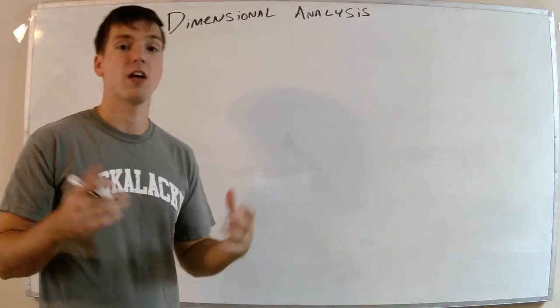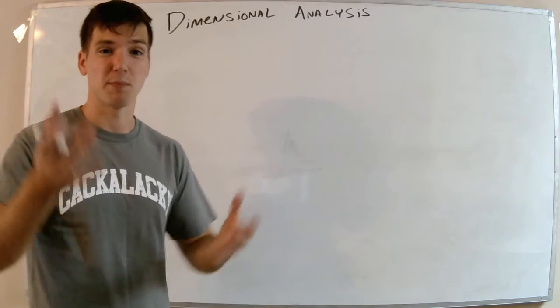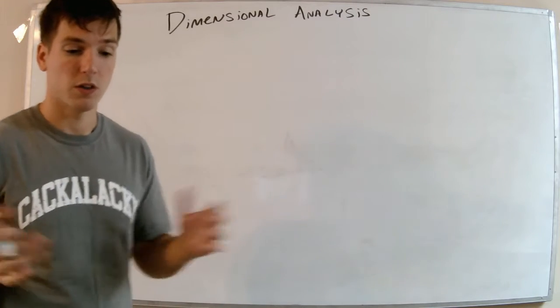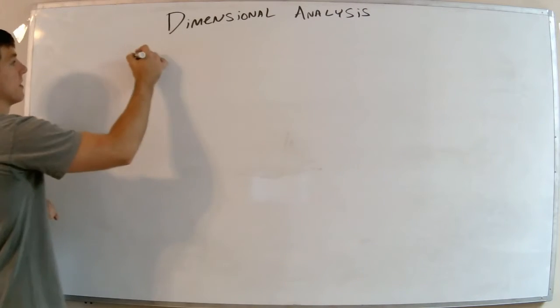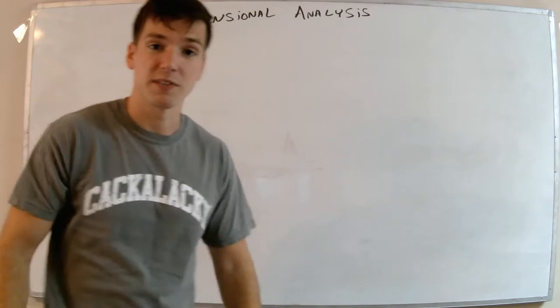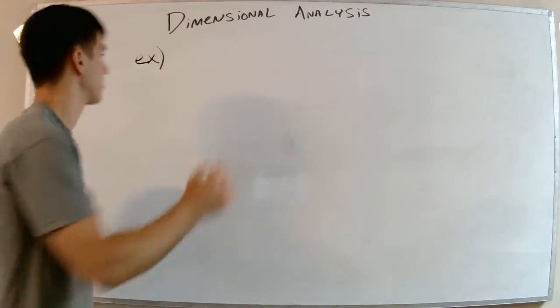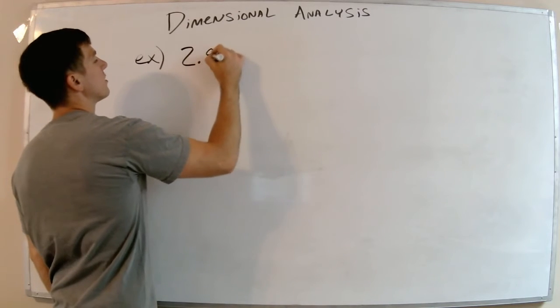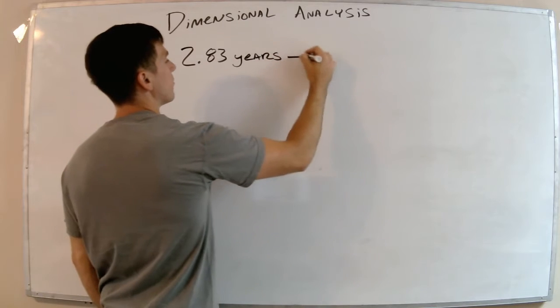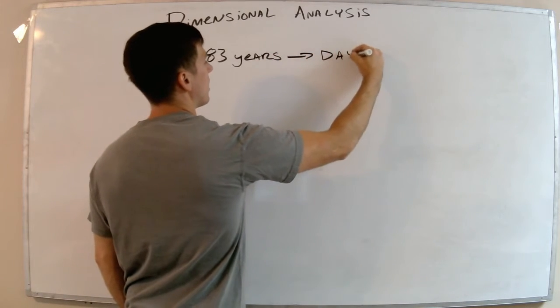It's really just looking at your units and manipulating them to get to another brand of units. Okay, so let's get started on this. So dimensional analysis, I'm just going to start out with some examples and show you my process from there. So say we have something like 2.83 years and we want to go to days.